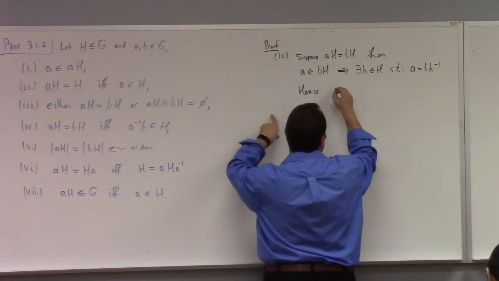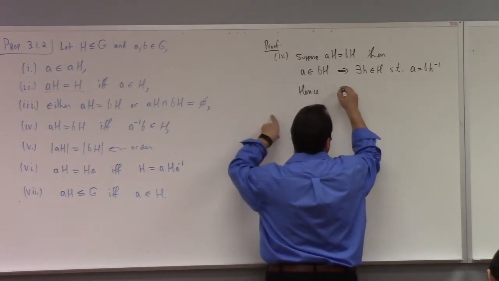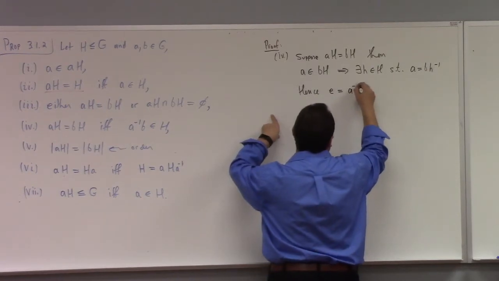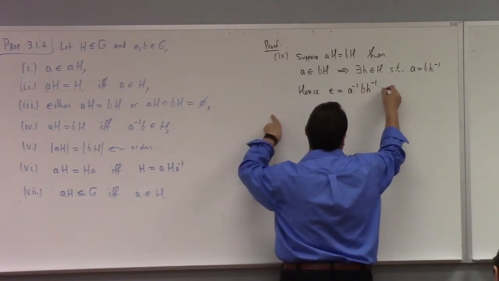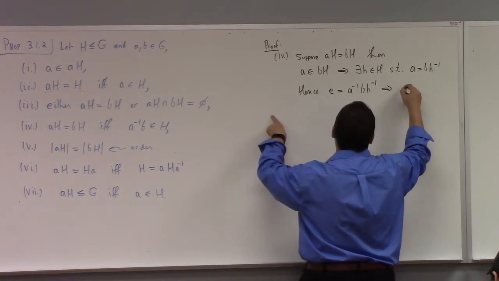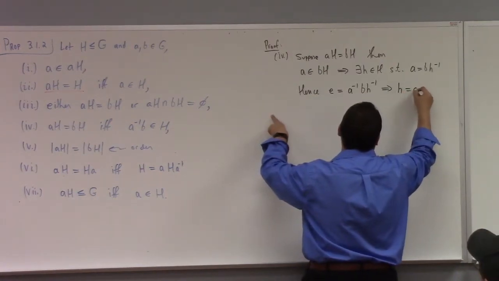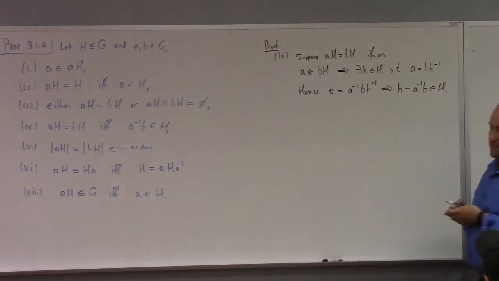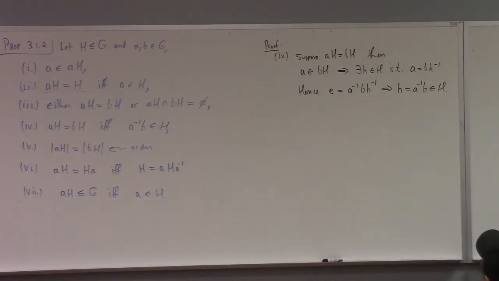Hence, E is equal to, this is just what I see right now. It's not the best, guys. A inverse B H inverse, which then implies that H is equal to A inverse B, right? Which is an element of H. You might not have needed the middle step. I just, in my current level of non-thinking, need the middle step, okay?